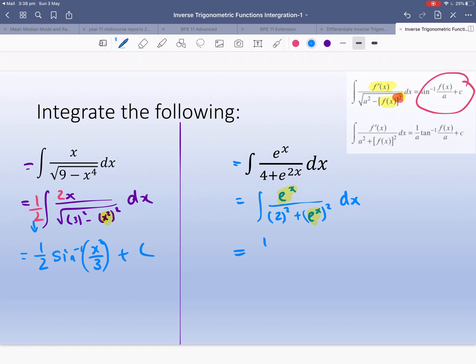So it's going to be 1 over a. What's our a? It's 2, so it's going to be half. Inverse tan, and our f of x is e to the x. So it's going to be e to the x over, what's our a? 2. And then we're done. Plus c. So hopefully it all makes sense.